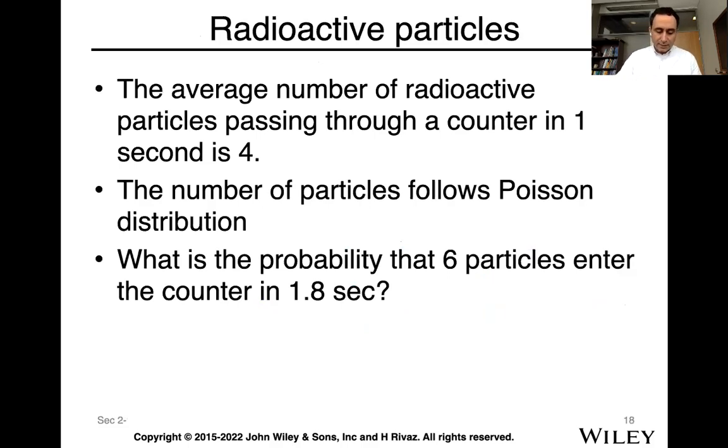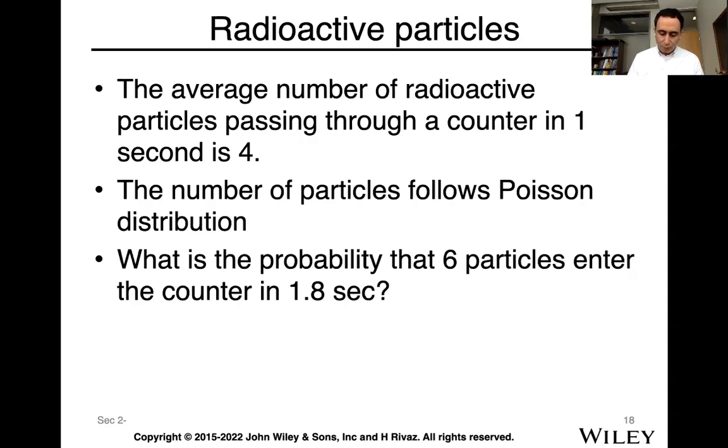So let's look at another example. The average number of radioactive particles passing through a counter in 1 second is 4. And as I mentioned, the number of radioactive particles that arrive at any unit area follows a Poisson distribution. What's the probability that 6 particles enter the counter in 1.8 seconds? For whatever reason, let's say 1.8 seconds is a critical time for me. I'm doing some experiment that lasts 1.8 seconds. I want to know how many particles enter in 1.8 seconds.